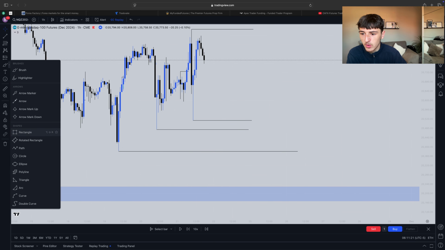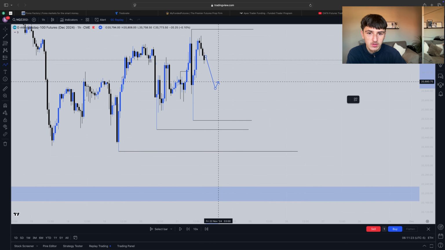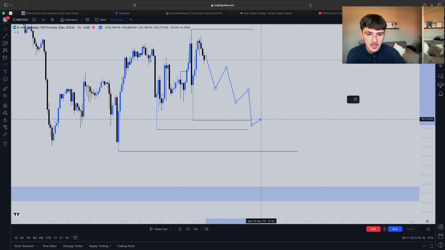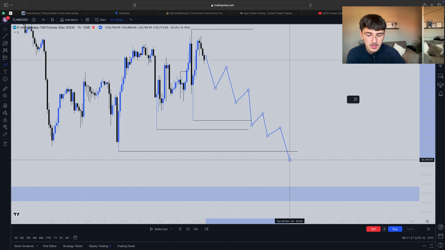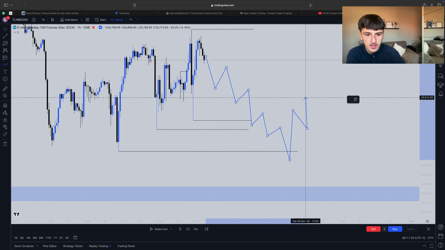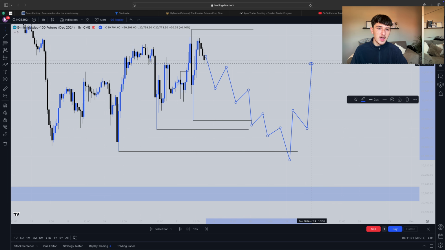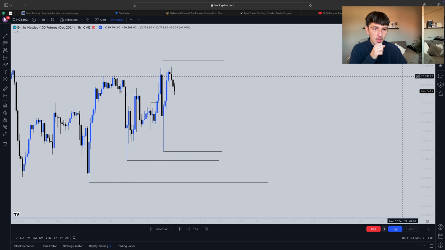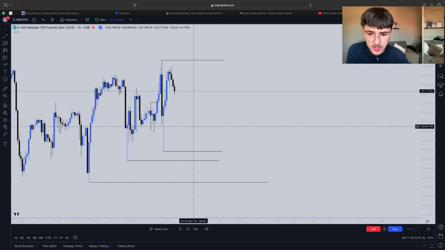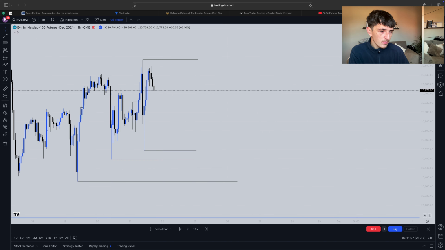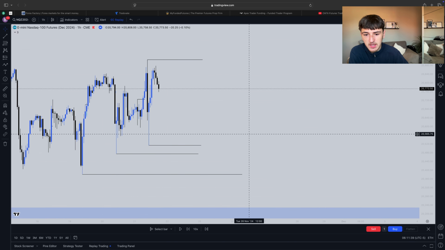So what I would be looking for personally here is, if we did come down, for us to take this out, take this out, take this out, and then see some kind of reversal. That would be my entry model that I personally use. But of course, everyone trades differently. Now, what I need to touch on is that there are different types of liquidity.